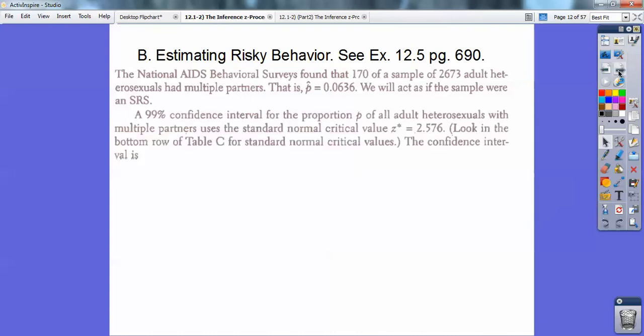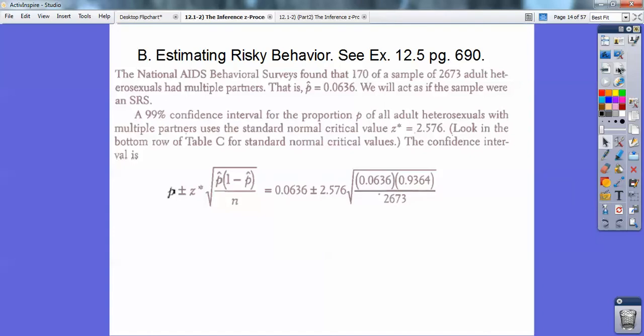So a 99% confidence interval for the proportion P of all adult heterosexuals with multiple partners uses the standard normal critical value. For a 99% confidence interval, if you looked on table C, my z star would be 2.576, way down at the bottom. So the confidence interval goes like this. Okay, so there it is, my formula. And we just plug in those numbers right there. Check them out, you guys.